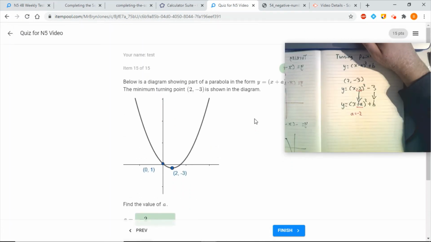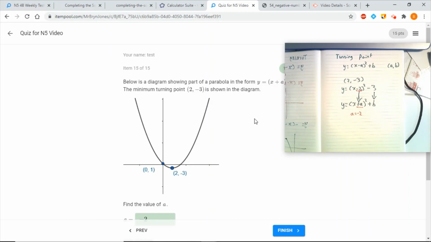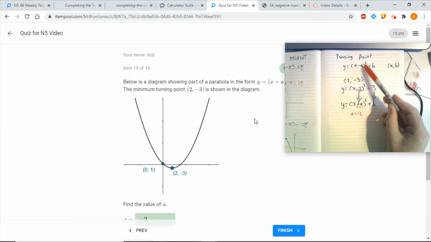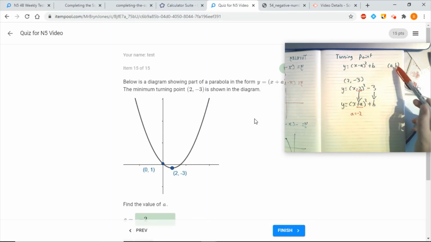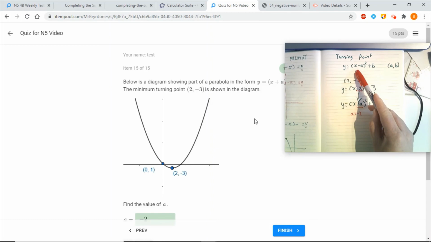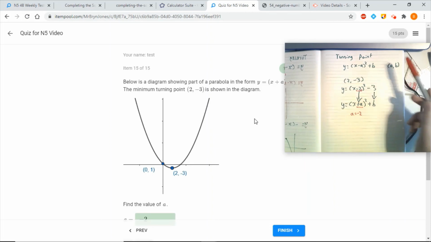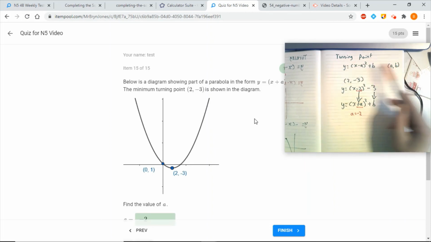Okay. And that concludes everything on quadratics. Remember, this is the equation that you're going to need to learn. Y equals x take a squared plus b, where a and b are the turning point. So you can quite easily go from an equation to a sketch, or from a sketch of an equation to writing it out quite easily. As long as you know the turning point, or as long as you've got this equation, you can go from one to the other, backwards and forwards.